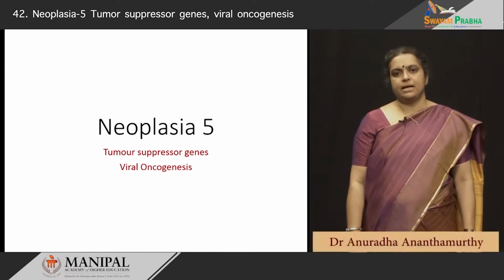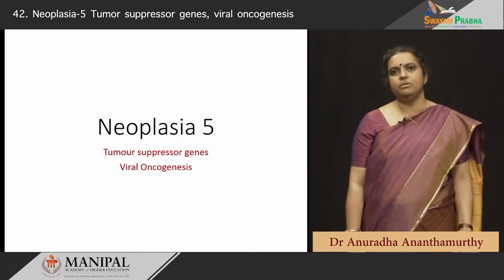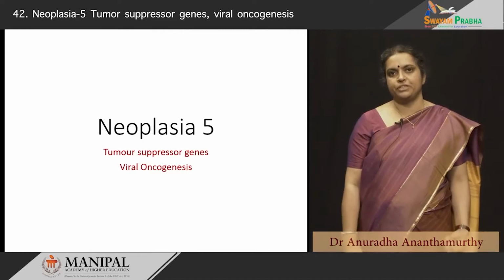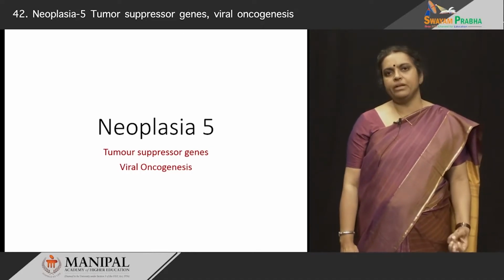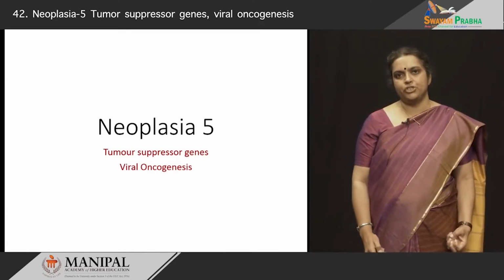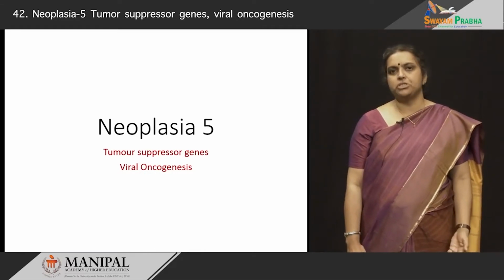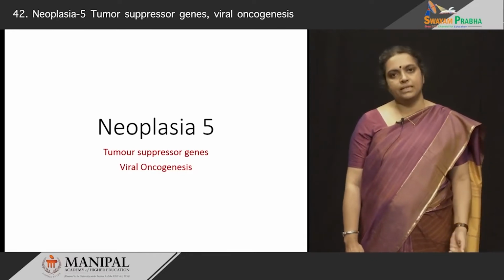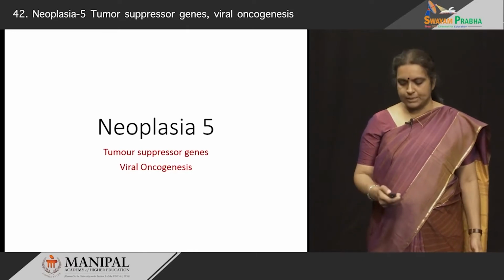So, in today's class, we will talk a little bit about certain factors within the normal cell that normally suppress the excessive proliferation of cells, and these proteins are coded by a very important class of genes called tumor suppressor genes. And in the second half of the lecture, we will also talk about viral oncogenesis, which is how certain viruses can result in the development of tumors.